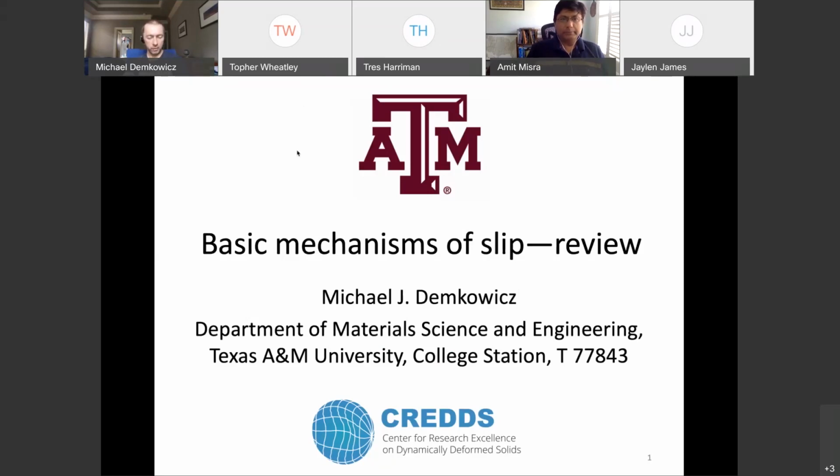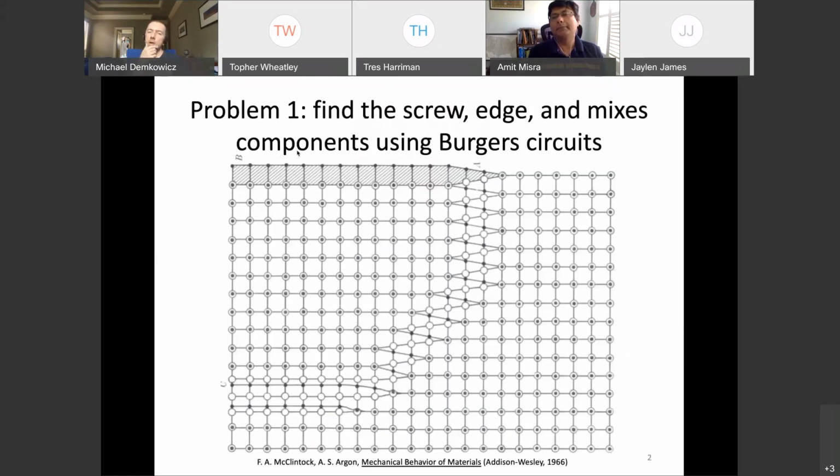So welcome back, everybody. I'm just going to jump right into the problems, and if anybody has questions, please feel free to stop me. So the first problem that you had here was to find the screw, edge, and mixed components of the dislocation that's in this configuration using Burgers circuits.